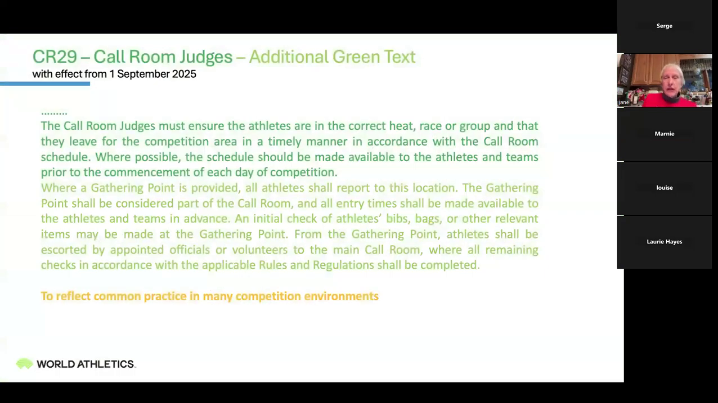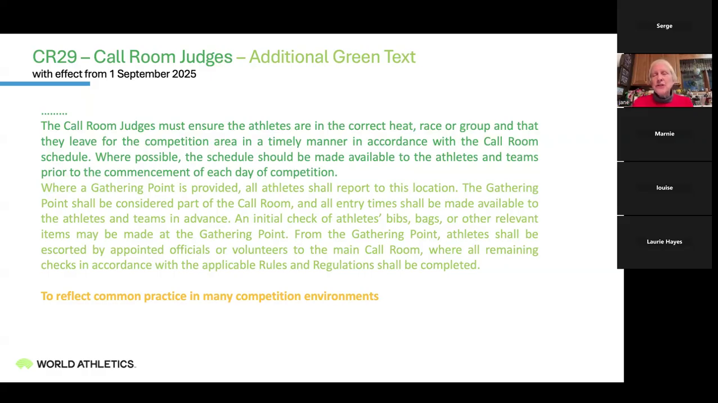You mean the call room? Yes. So when does the failure to check in on time come into play, for the main call room or for the gathering point? Gathering point, because the gathering point is the first point of reporting in. Good question. This is a time to clarify these things, not when you're in the middle of a meet and you have coaches breathing down your neck and whatever else. What's the logic behind calling it a gathering point as opposed to call room one, call room two?